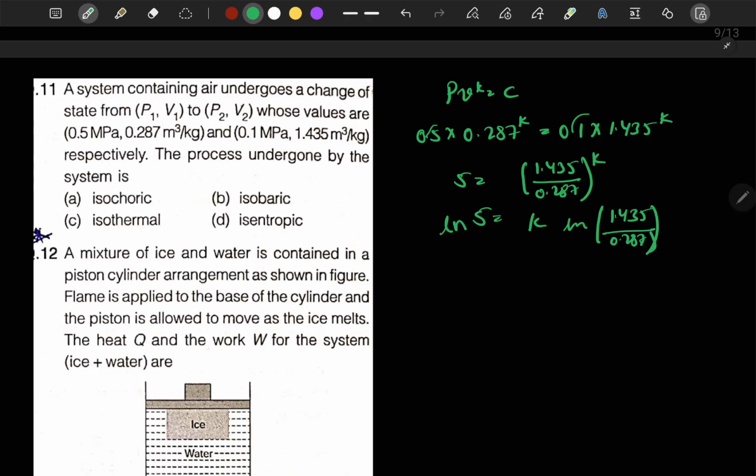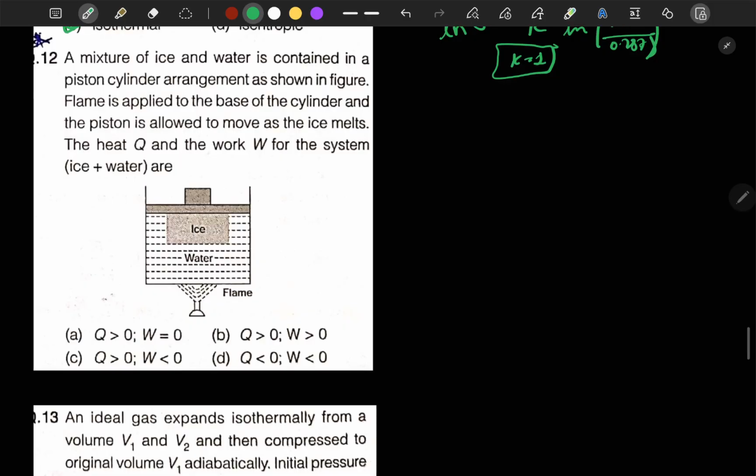So 1.435 divided by 0.287 we will get as 5, and so we will get k is equal to 1. So k is equal to 1 for isothermal process. So the process is isothermal. Okay, so next move to question number 12.